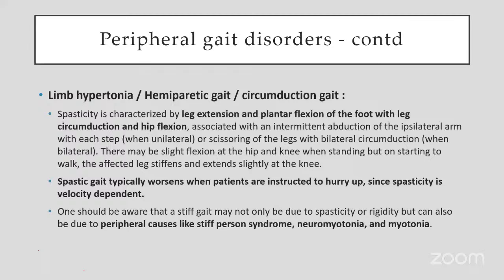There might be slight flexion of the hip and knee when standing, but on starting to walk, the affected leg stiffens and slightly extends at the knee. This typically worsens when the patients are asked to walk faster because spasticity is velocity dependent. Other than spinal cord or UMN lesion, the causes can be stiff person syndrome, neuromyotonia, or myotonia.